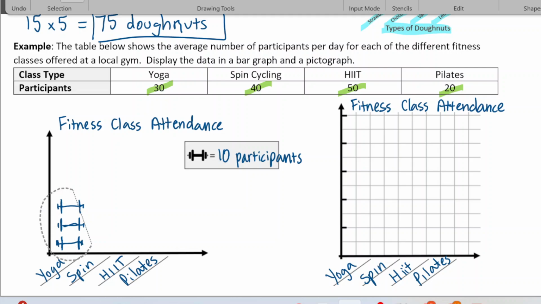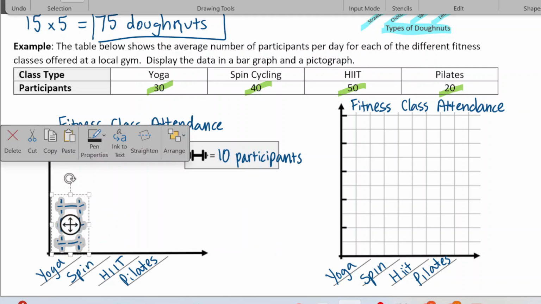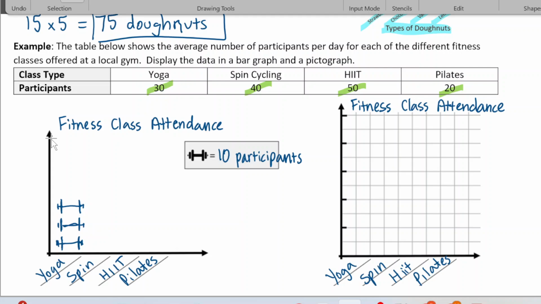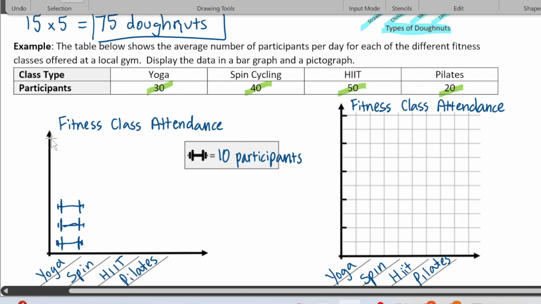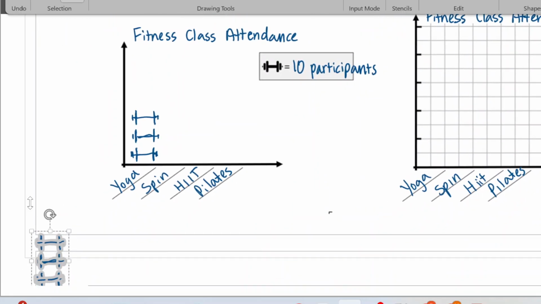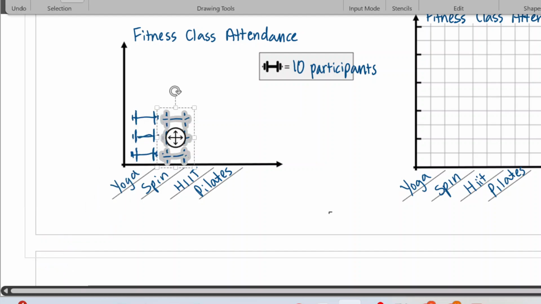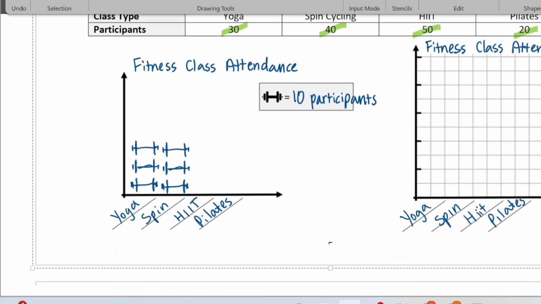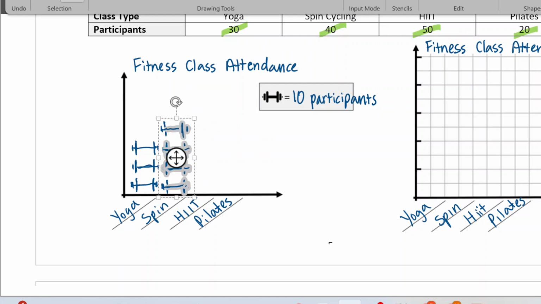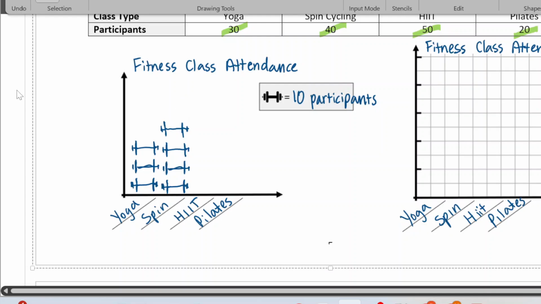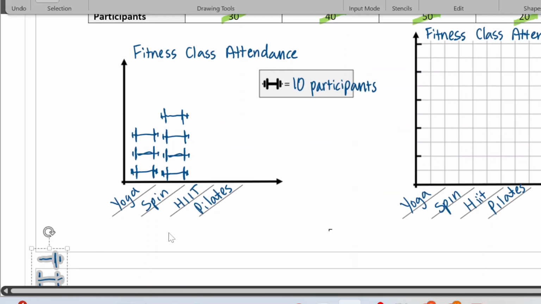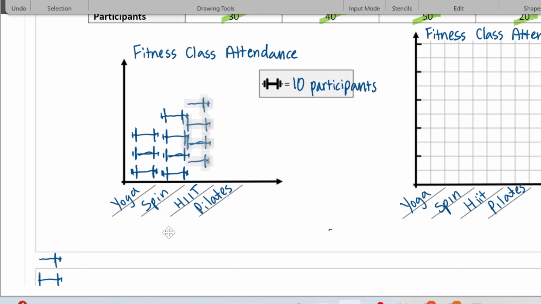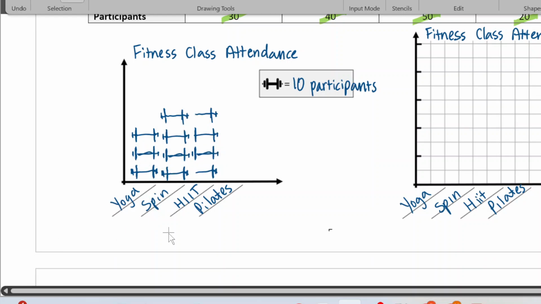So I'm going to see if I can do a little shortcut. Copy. And then I'm going to try to do a paste. Yes. And then I'm going to try and move that. Okay. And then I'm going to do 4 of those, so I'm going to add 1. Okay, and then for HIIT, I'm going to try that little trick again and just copy and paste. There we go. Oh, some of it didn't get copied. That's okay. I'll just add it in.